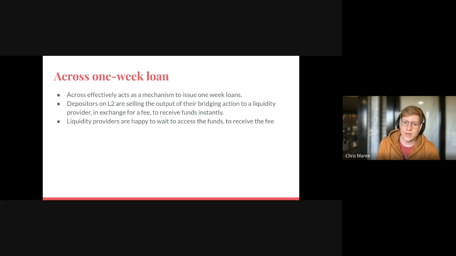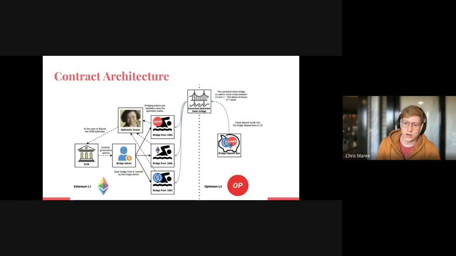And at the end of that 1 week period, the liquidity provider gets paid back and the withdrawer gets instant liquidity. And obviously the depositor is happy to do this because they receive funds instantly, and the liquidity provider is happy to do this because they don't need instant access to their funds. And they obviously get compensated in the form of a fee. And we'll see how these cash flows are structured in a bit.